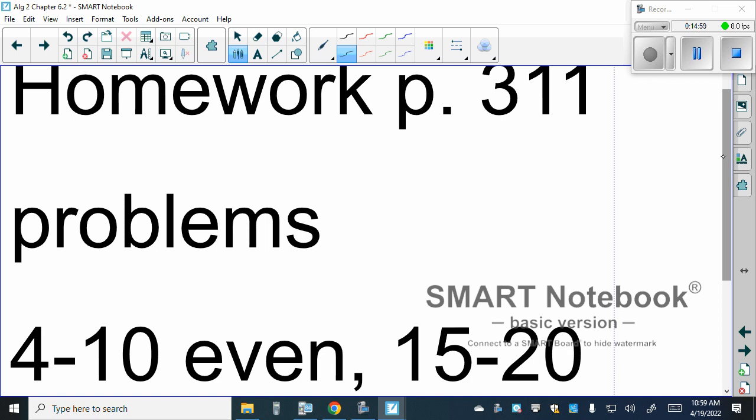So on page 311, problems 4 through 10, even, and 15 through 20.